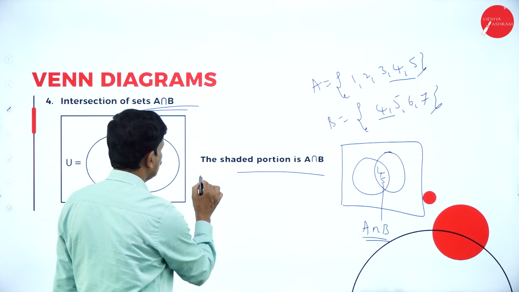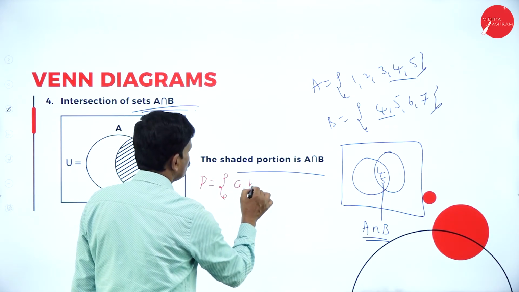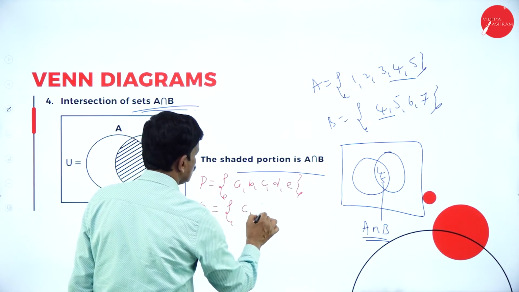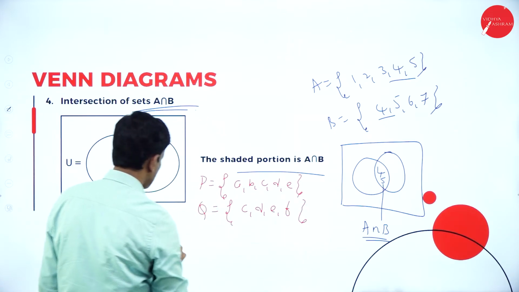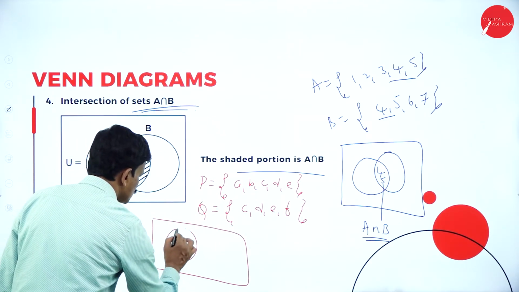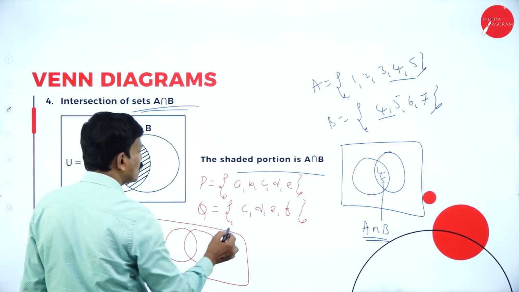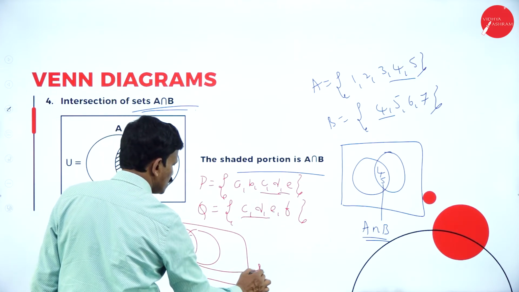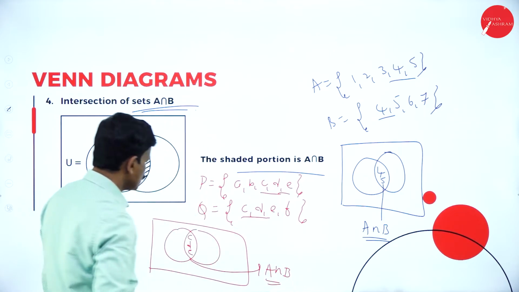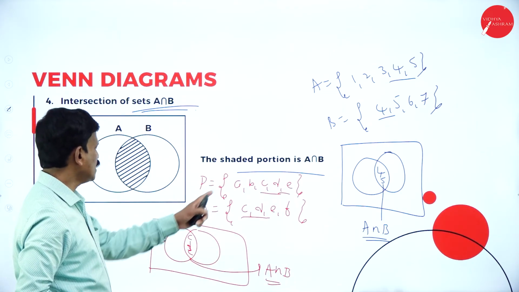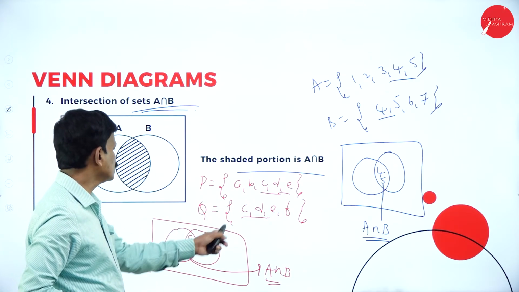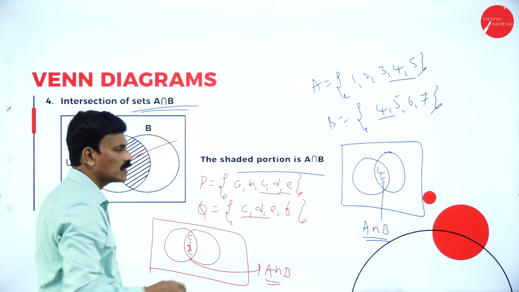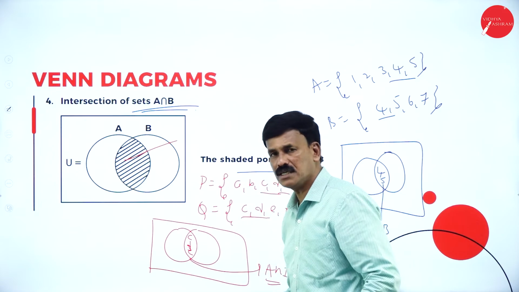Let me take one more example. If P is equal to {A, B, C, D, E} and another set Q is equal to {C, D, E, F}, then the intersection of these two is denoted by only the common elements. What are the common elements? We have C, D and E. This is called the intersection. The remaining elements, A and B, come here, and E is already there, so we can write F for this. This is how we represent the intersection in a Venn diagram.